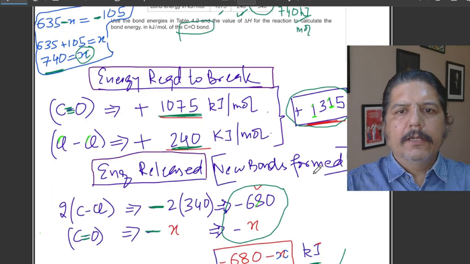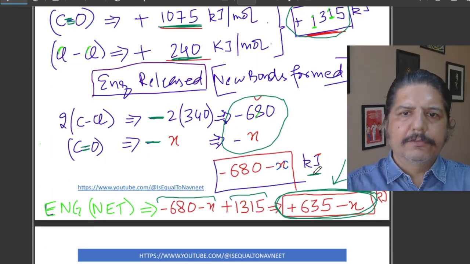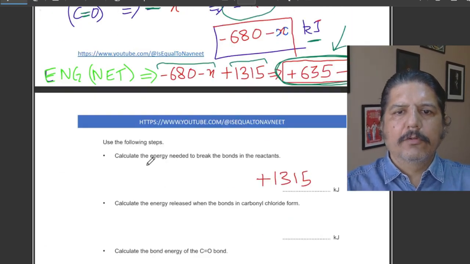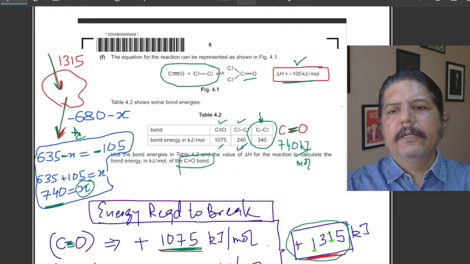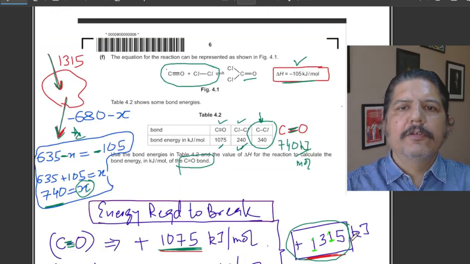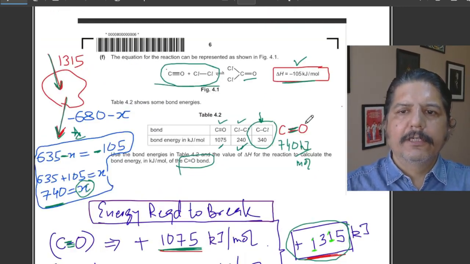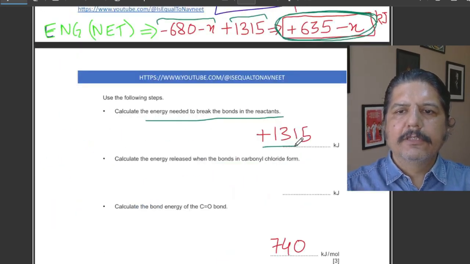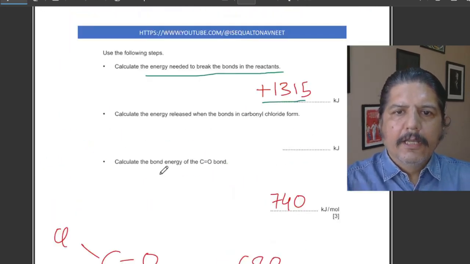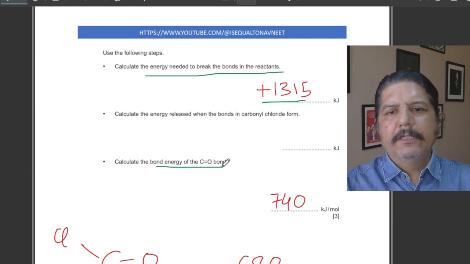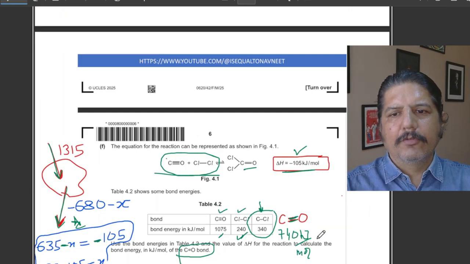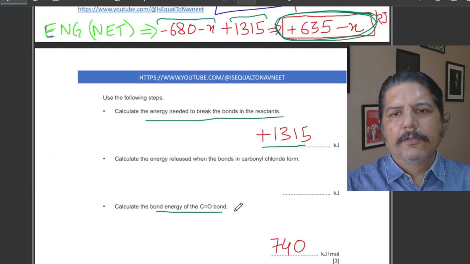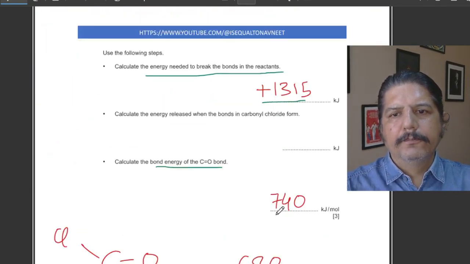Now we have done all the calculations, so let us look at what they are asking. Calculate the energy needed to break the bonds in the reactant. The total energy required is plus 1315 kilojoule, which we had calculated because all the energies are given. Calculate the bond energy of the C double bond O. That also we have calculated, that is 740 kilojoule.